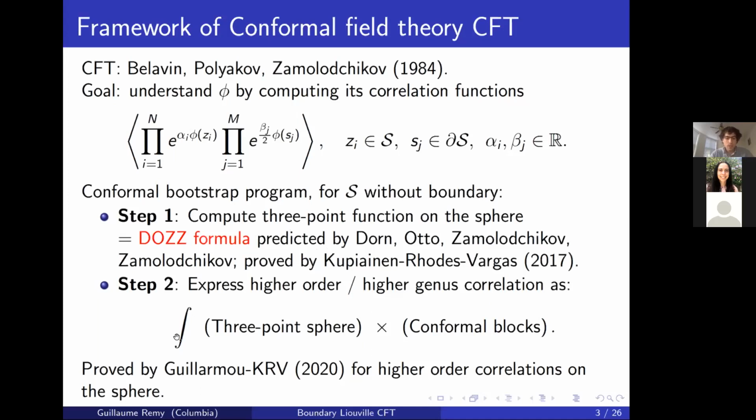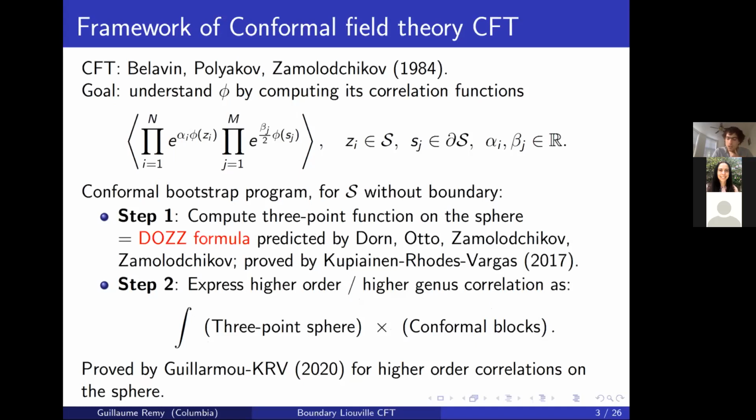And then step 2 is the conformal bootstrap, which tells you that if you have a higher order correlation, say more points on the sphere, or a surface of higher genus like the torus, in principle you can compute these higher correlations. Here's just a symbolic way of writing it, but it's going to be some integrals of 2 building blocks. One is the 3-point sphere, the DOZZ formula, and then there are these fundamental functions of conformal field theory, the conformal blocks. And this, at the mathematical level of rigor, has been proved very recently in another very important work by Guillarmou, Kupiainen and Rhodes-Vargas. They proved this claim for the sphere correlation function with 4 or more points.